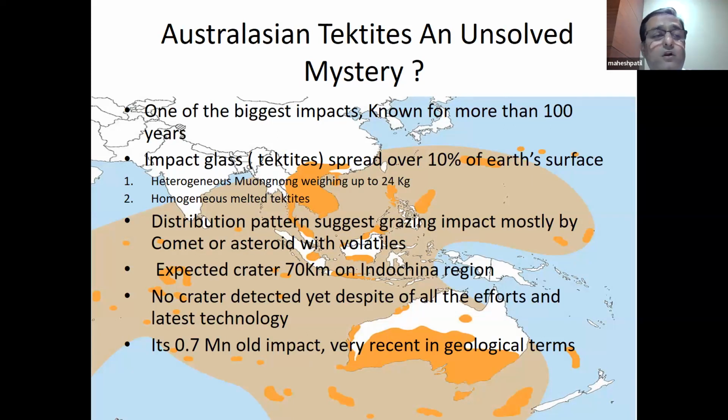The heterogeneous ones have not traveled beyond the atmosphere. They have stayed within the atmosphere. So whatever initial melting has happened with them is the only melting, and that's how they have remained heterogeneous. And their weight is on the higher side in the case of Muong Nong. That's the reason the assumption is that if Muong Nongs are found, the impact must be in the nearby locality. So the whole search for the impact is going on in the Indochina region, mainly towards Southeast Asia. Vietnam, Laos, they have tried to find out many sites.